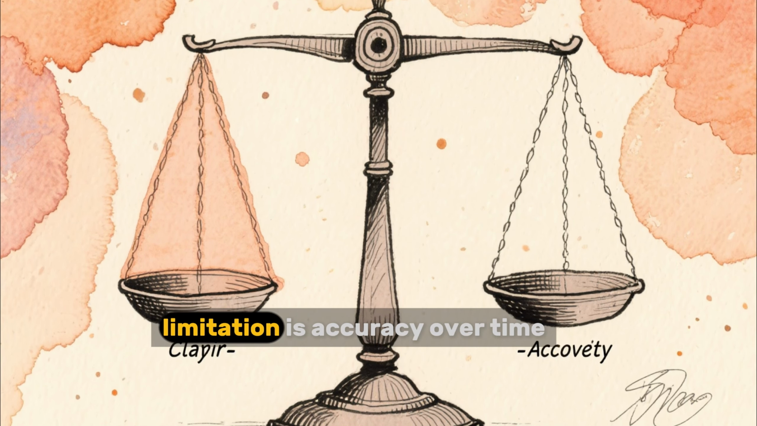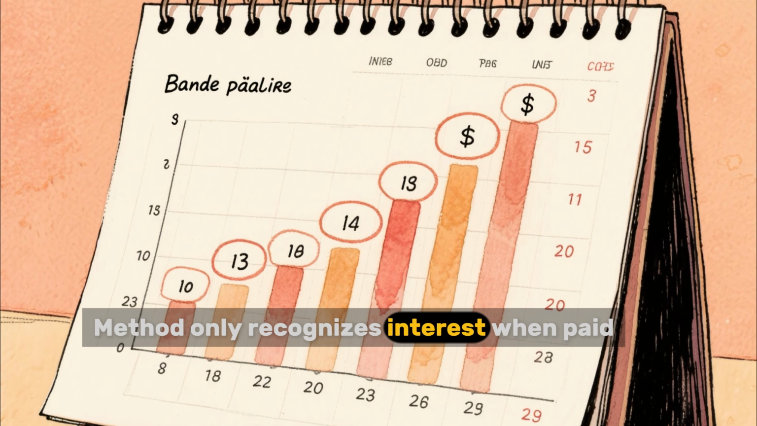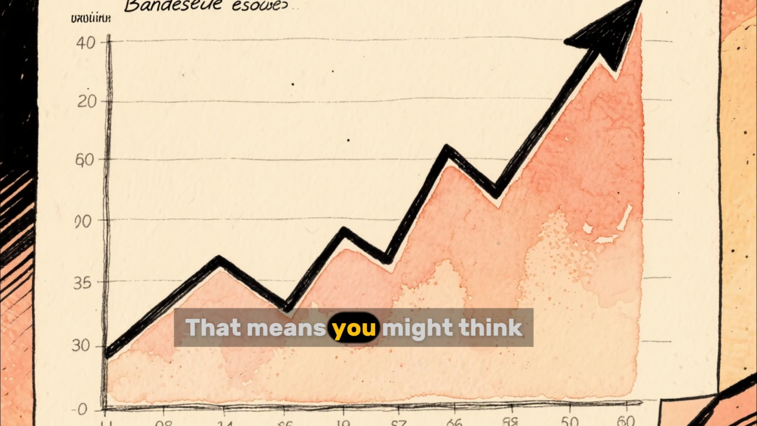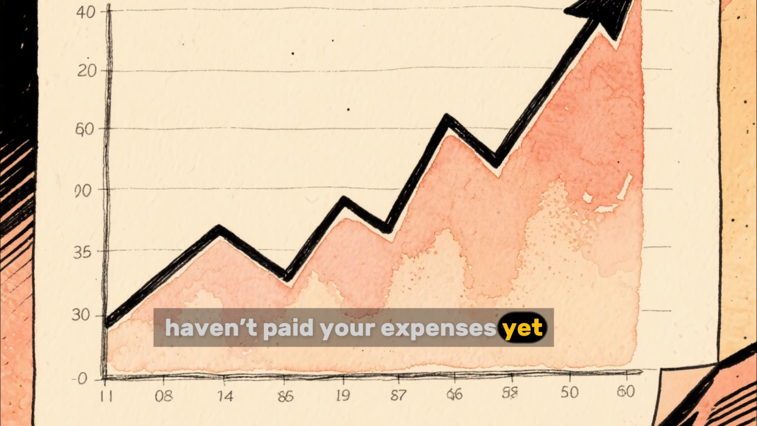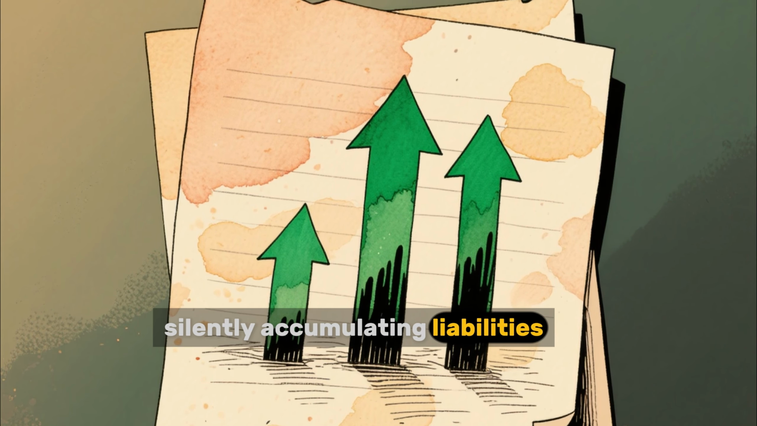The biggest limitation is accuracy over time. Since the cash basis method only recognizes interest when paid, it doesn't capture financial obligations that already exist. That means you might think you're more profitable than you really are simply because you haven't paid your expenses yet. In other words, your business could look healthy on paper while silently accumulating liabilities.